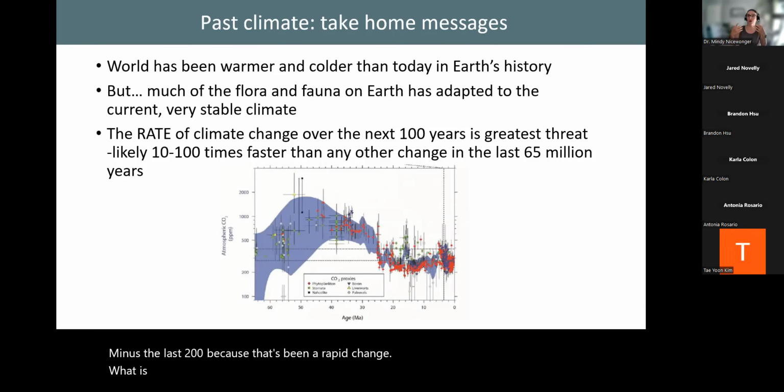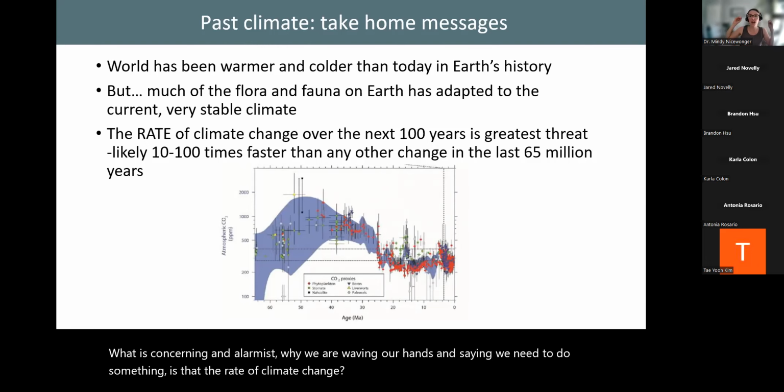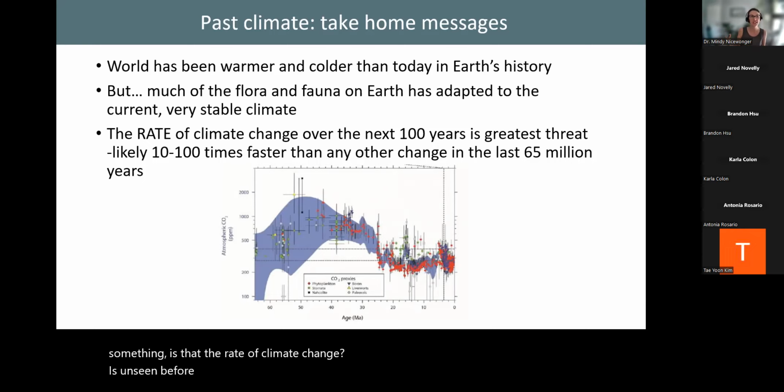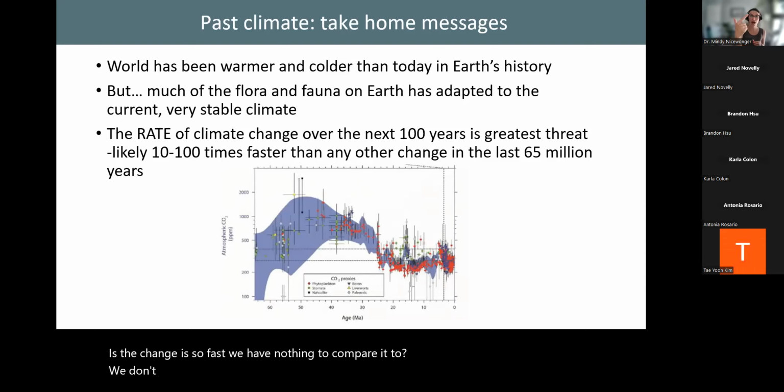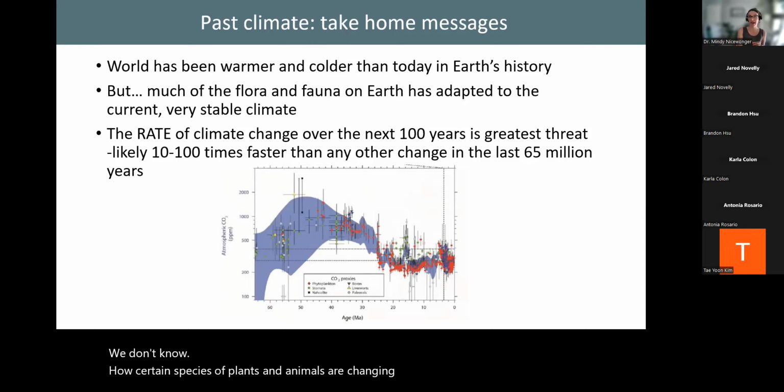What is concerning and alarmist, why we are waving our hands and saying we need to do something, is that the rate of climate change is unseen before. We've never seen the change that we are seeing today. It is happening hundreds of times faster than what we've seen in our records. And that's the problem: the change is so fast, we have nothing to compare it to. We don't know how certain species of plants and animals are changing now or may change in the next 20, 30 years because we have never seen this before.